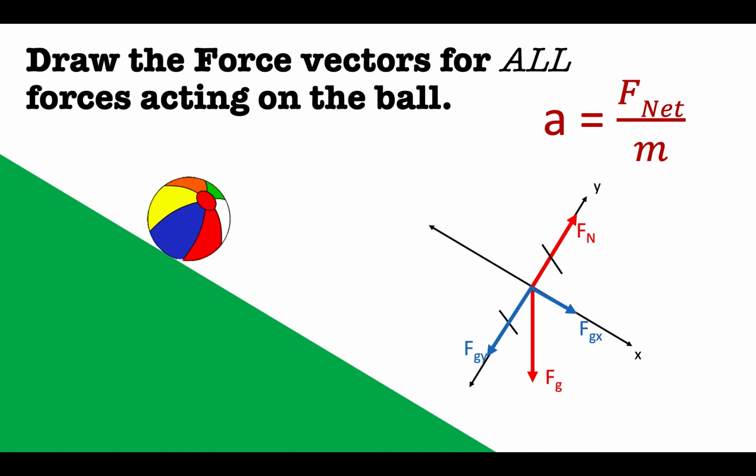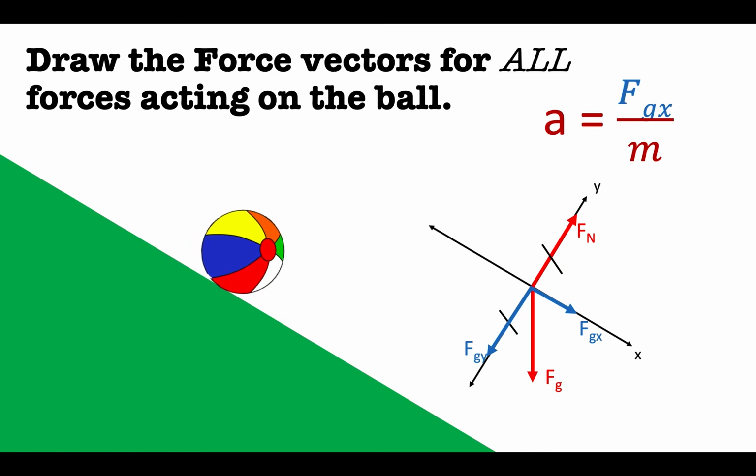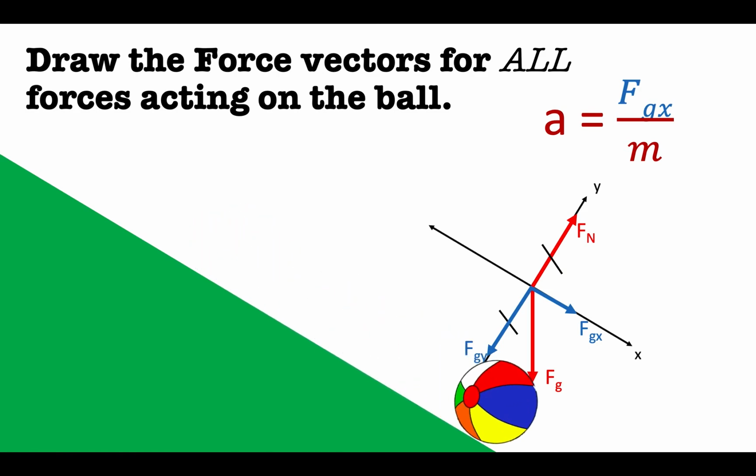So now you can see that the normal force is balanced by F of g in the y. That's why the ball isn't accelerating up and down. It's accelerating to the right, and what's causing that is the net force of F of g in the x, and that gives us some sort of acceleration that moves the ball down the hill.